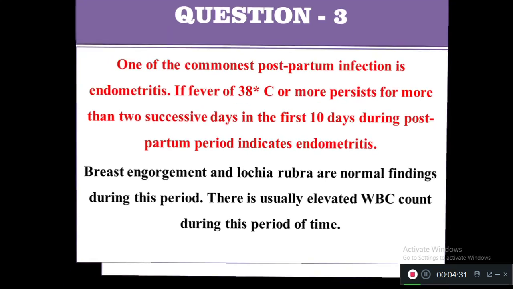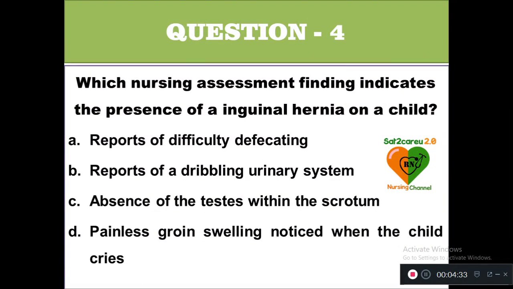Question number 4. Which nursing assessment finding indicates the presence of inguinal hernia in a child? Option A. Report of difficulty defecating. B. Reports of dribbling urinary stream. C. Absence of testis within the scrotum. And D. Painless groin swelling noticed when the child cries.